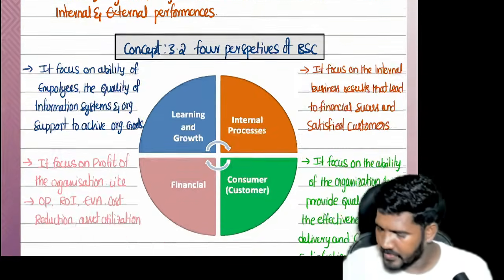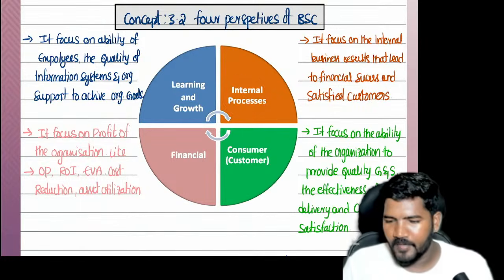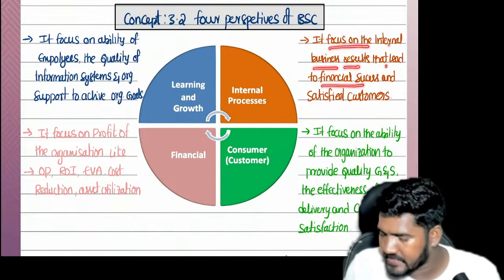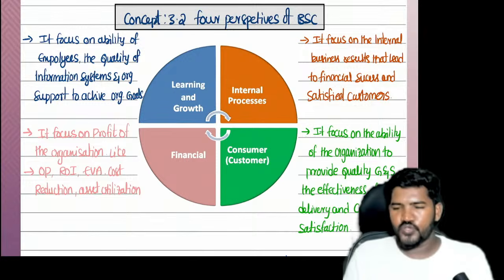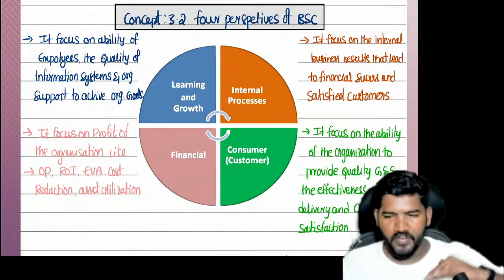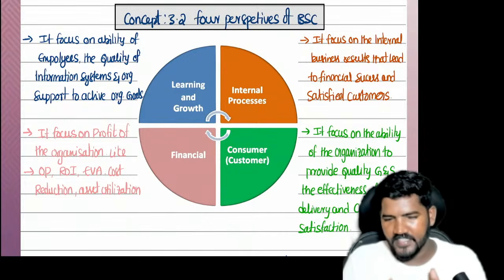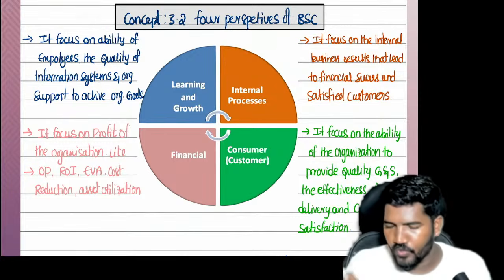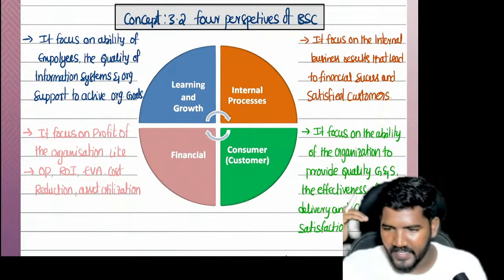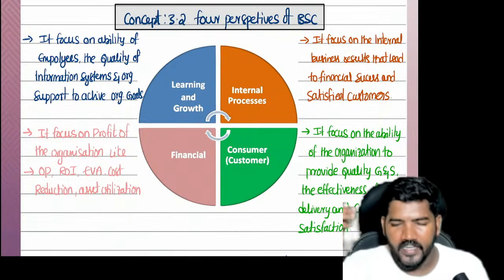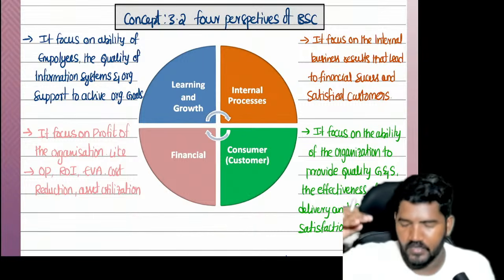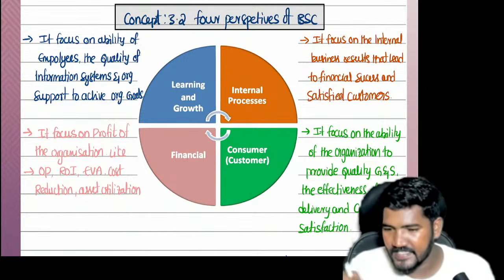Okay. Next, internal processes. When it comes to internal processes, it focuses on the internal business results that lead to financial success and a satisfied customer. So internal process talks about the hierarchy of the company. You have to flow information from lower to upper, upper to lower easily. Then companies go with good customer satisfaction. If the higher authority doesn't know what is happening at the operation level, they can't take right decisions. Every company needs to coordinate all hierarchy levels for the success of the company.